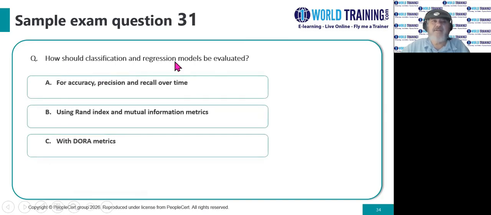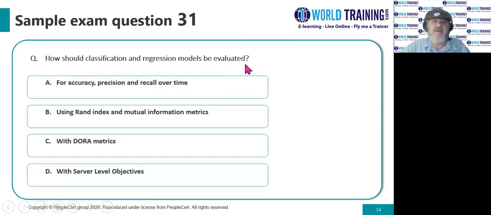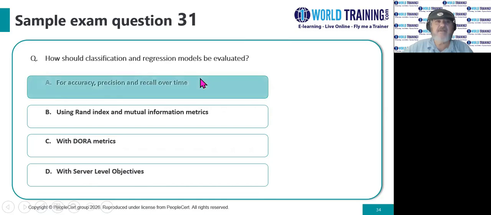How should classification and regression models be evaluated? Classification and regression models be evaluated for accuracy, precision, and recall over time. I don't know what recall over time means, probably no. Using the RAND index and mutual information metrics. No, the RAND index isn't really specific for that. DORA, no. Server level objective. The server, I think they're talking about service level. No, so I think A is actually the best answer. Yeah.